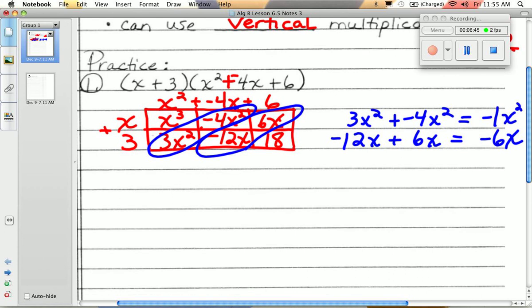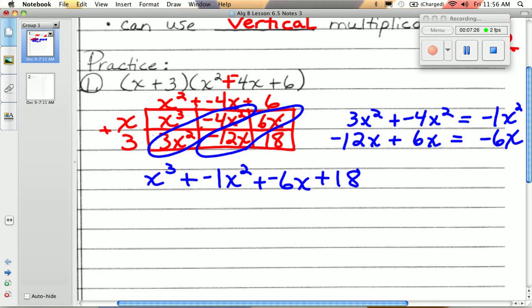Now what we're going to do is take what's circled together over here and put those in our addition problem. So x cubed didn't have anything to be added to. Our x squareds added up to negative 1x squared. Our x's added up to a negative 6x. And the 18 didn't have anything to be added to. Do you have to do them in order? It is a good idea just to do them in standard order right away so that you don't have to worry about redoing it at the end.